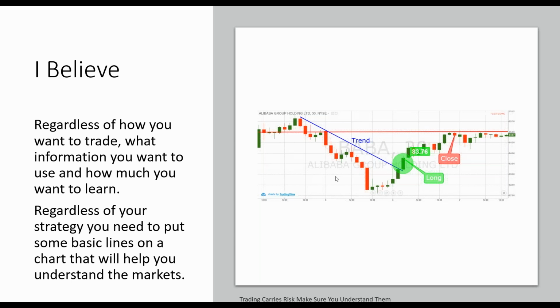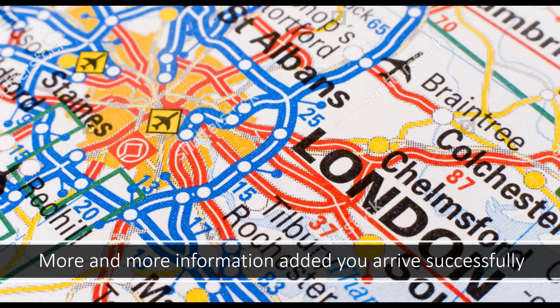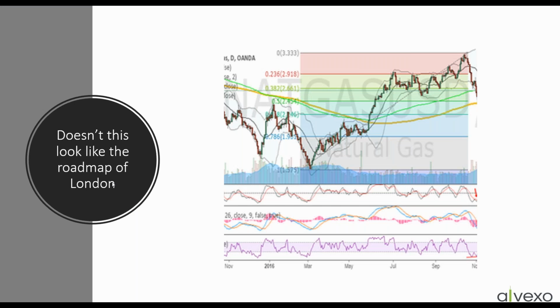on your charts. Now, we have full classes, full one hour classes, on learning how to set up a trend line, how to add a trend line, and the rules of trend lines. But every trader should be able to add some basic building blocks. And these are trend lines, support and resistance levels, and volume. The more information you add to your charts, the more likely you're going to arrive successfully. So let's go back to my chart setups.